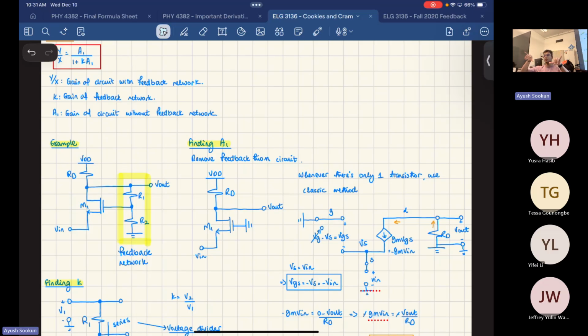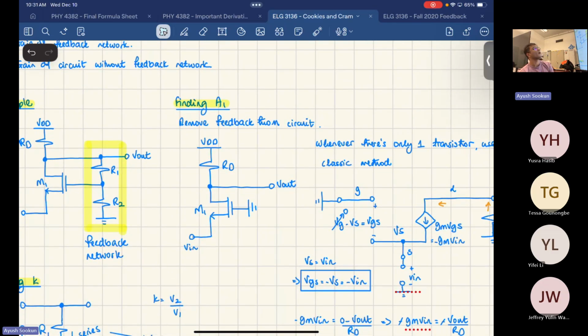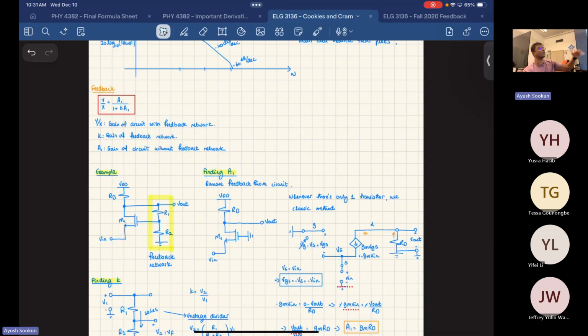You're sending some information from the output to the input, so then you can influence the output again once it gets there. It sounds a little bit confusing, but this is what it is. I'm trying to not get into too much control systems as I do this, but give you the intuition behind it. So first off, what's very easy to do is to find your gain without the feedback network. So you're just going to ignore that.